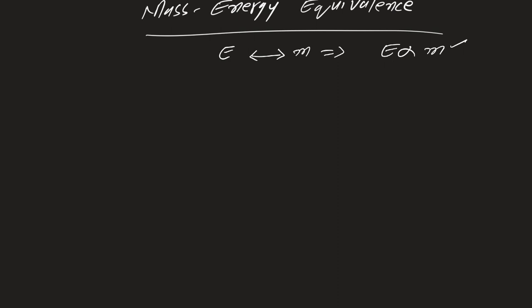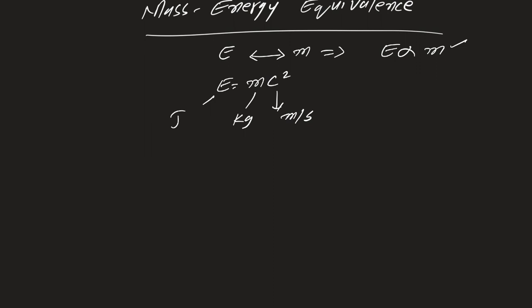In order to study this relation in detail, Einstein gave an equation, E is equal to mc squared. Here E is energy measured in joule, m is mass measured in kilogram, and c is the speed of light, measured in meter per second.